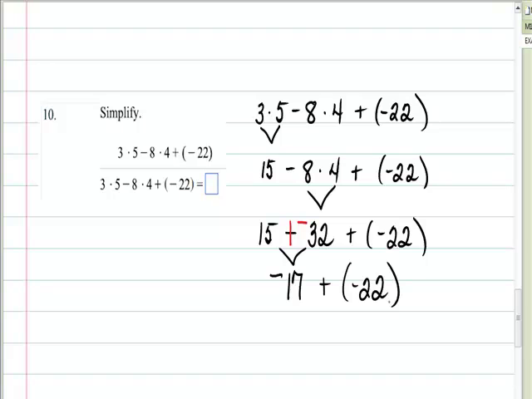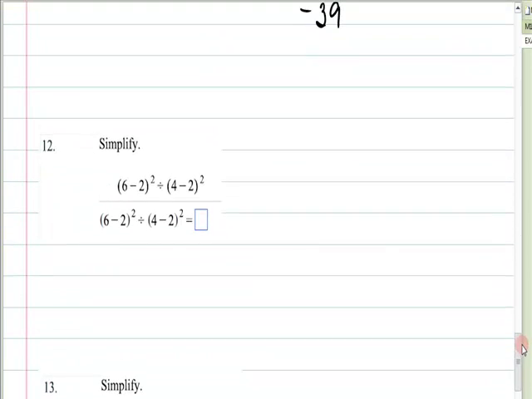My last operation is addition. A negative and a negative means I'm going to add them up for 39, and it's going to be negative 39. So I used a lot of rules then. I used multiplication a couple of times. I used subtraction to do keep, change, change, and then I did addition rules. All right.